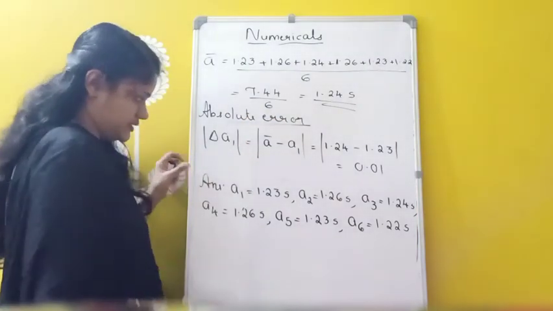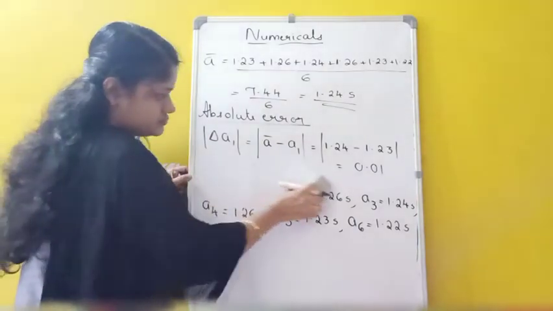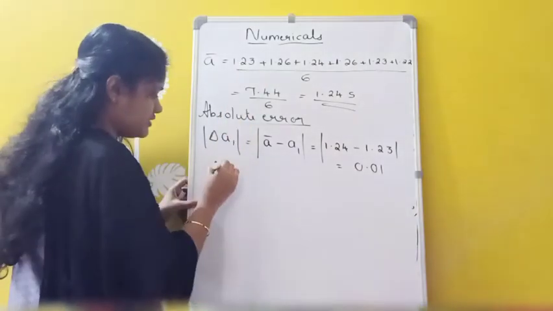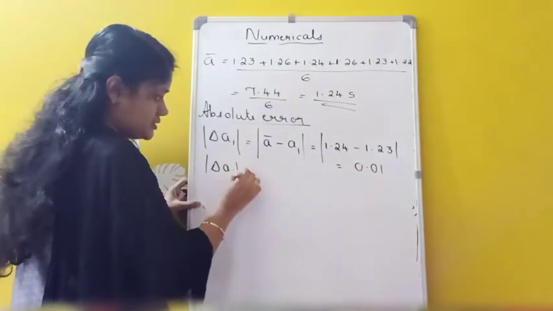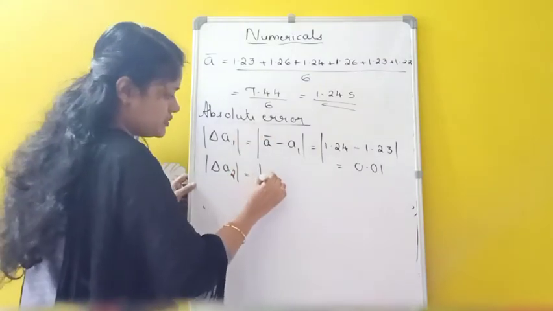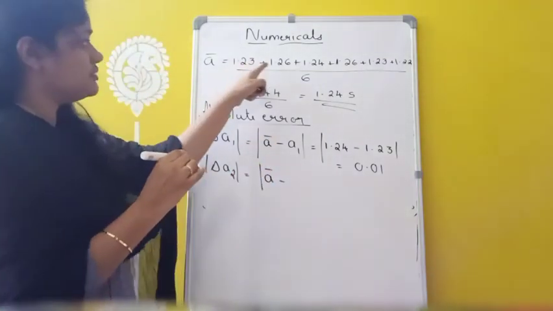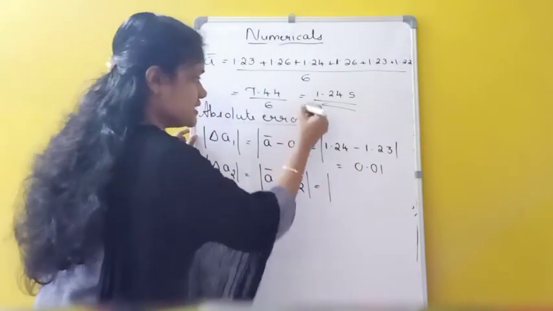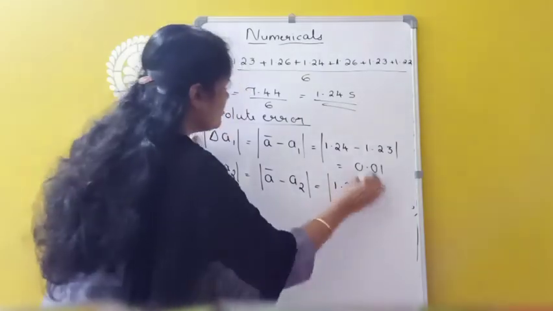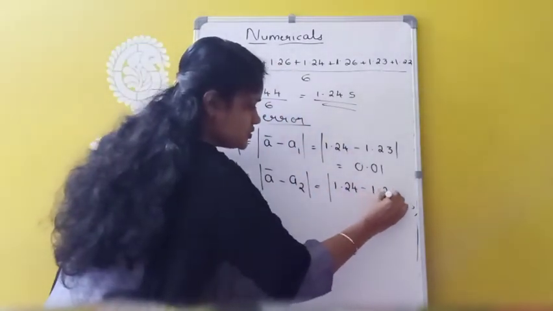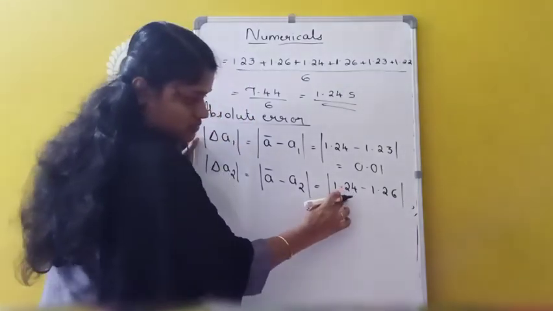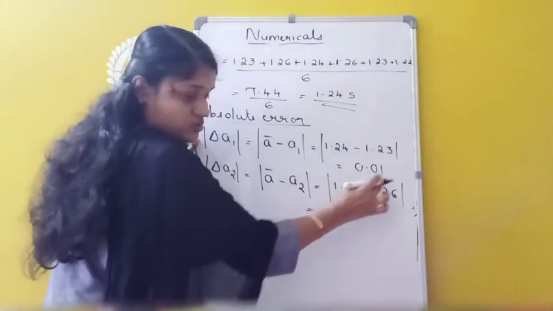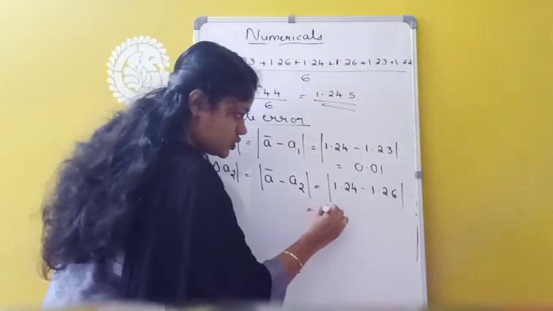Clear? Then similarly, the second one. Absolute error in the measurement of the second value, delta A2. How will you find it? The true value A bar minus the measured second value A2. That is modulus of 1.24 minus 1.26. You actually get 1.24 minus 1.26 is minus 0.01, but we are taking only the modulus value, so it becomes plus 0.02.